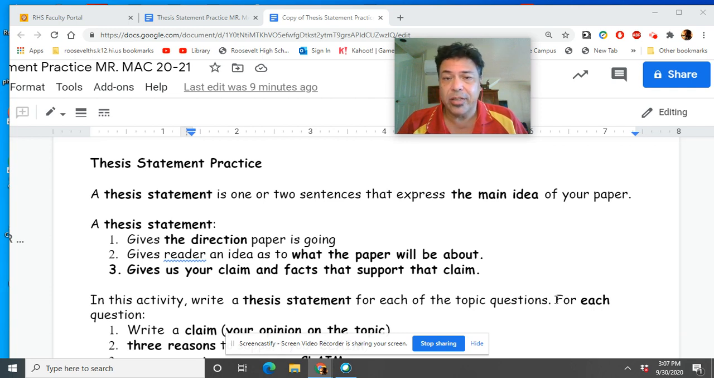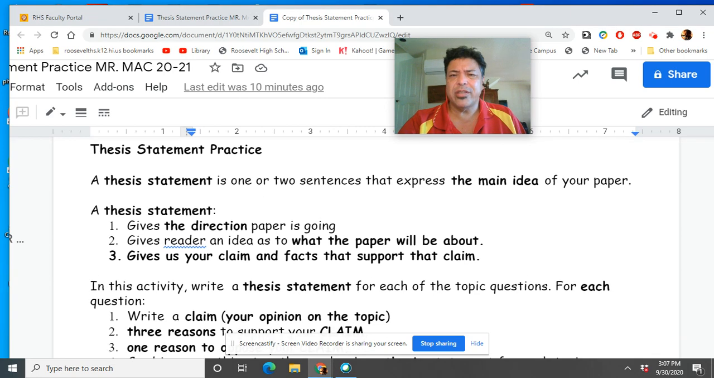Today, we're going to do a little thesis statement practice, and it's very important that you practice this. It's probably one of the more important skills to have when you're writing a paper or arguing a point. When might we use this in real life?